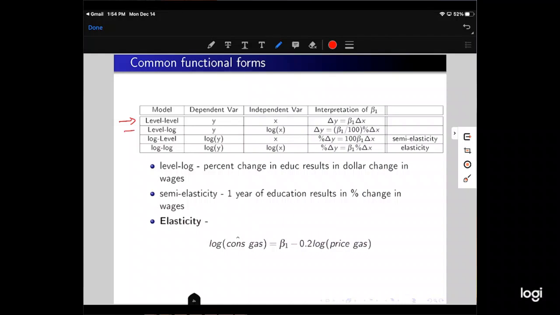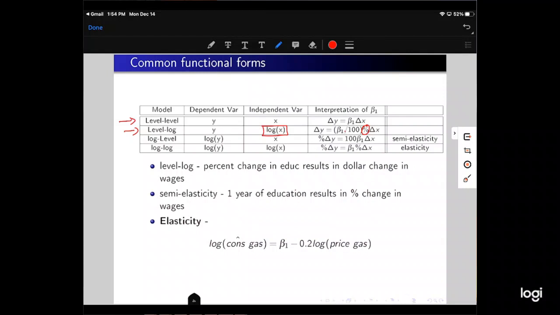Then we can have level log, where the y variable is in levels and the x variable is in logs. And the interpretation of the beta in this regression would be a 1% change in x causes a beta 1 divided by 100 change in y. So the idea here is that when we log a variable, either the x or the y variable, now we're talking about percent changes in those variables.